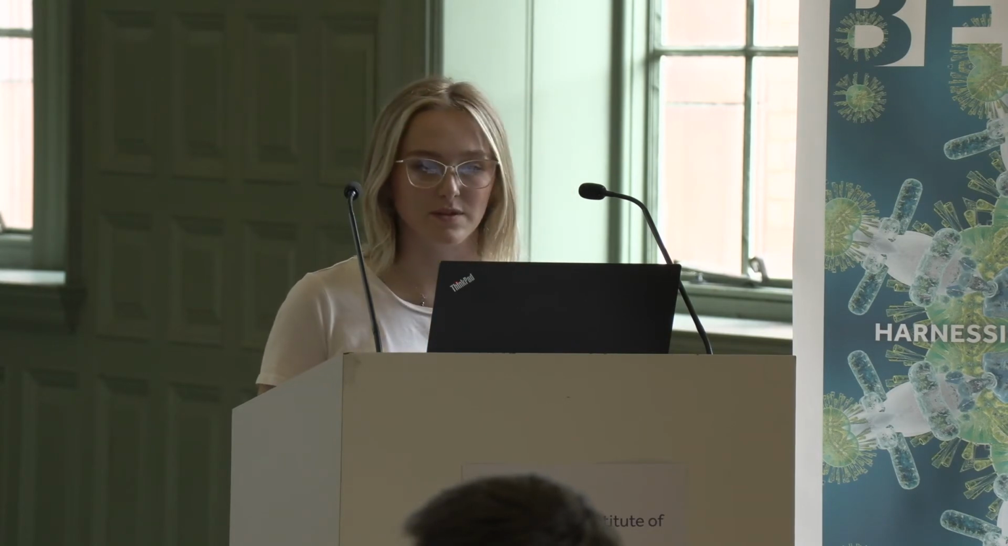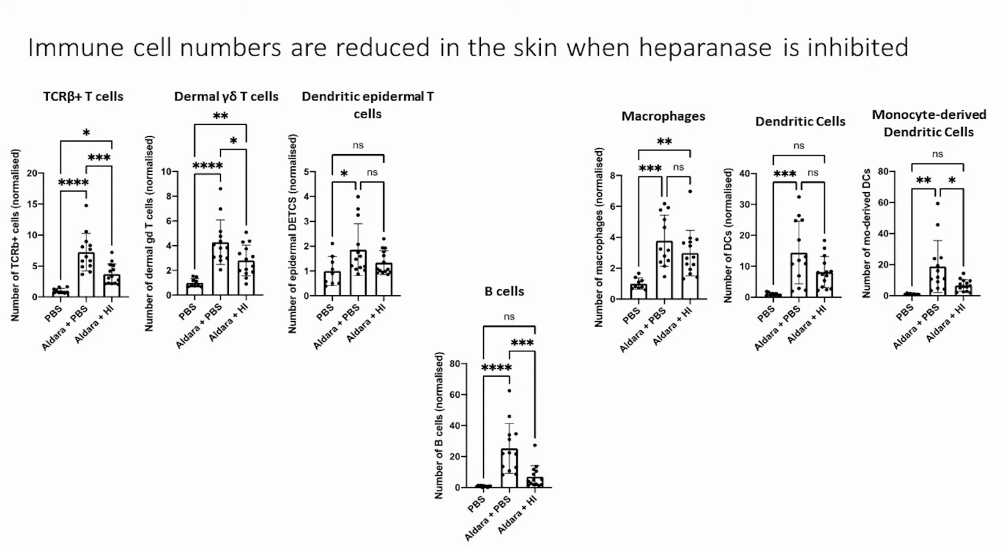To have a little closer look at what was going on here, I looked at individual immune cell subsets, and I found that different types of T cells show that same trend. There's a reduction in their number with the heparanase inhibitor compared to control. The same can be said for macrophages, DCs, and monocytes, and B cells also show that same trend of a reduction in number with the inhibitor.